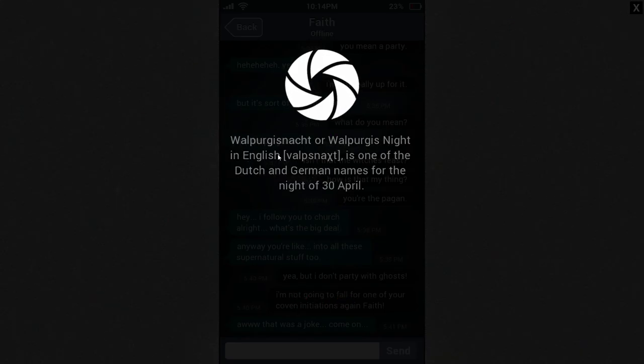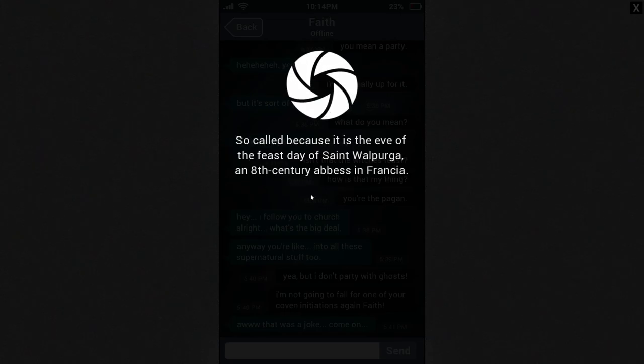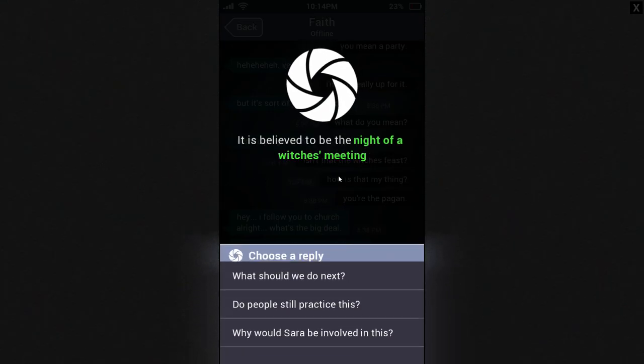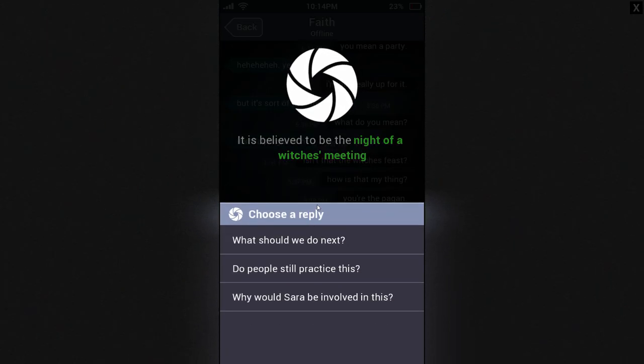Walpurgis Night in English is one of the Dutch and German names for the night of 30th of April, so called because it is the eve of the feast of the Saint Walpurga, an 8th century something. It is believed to be the night of the witch's meeting, basically. What should we do next? Do people still practice this?